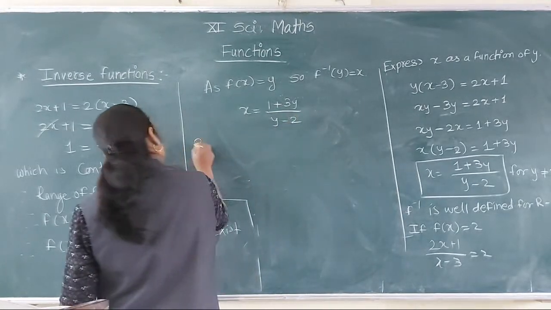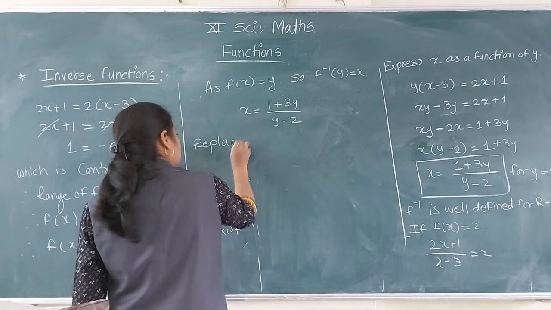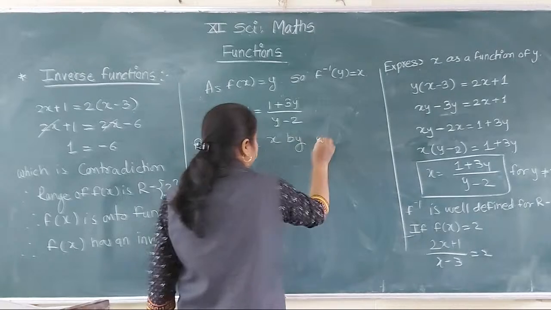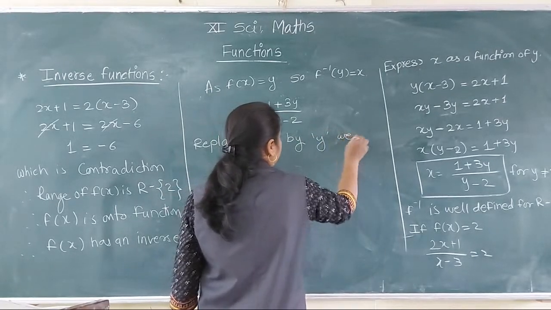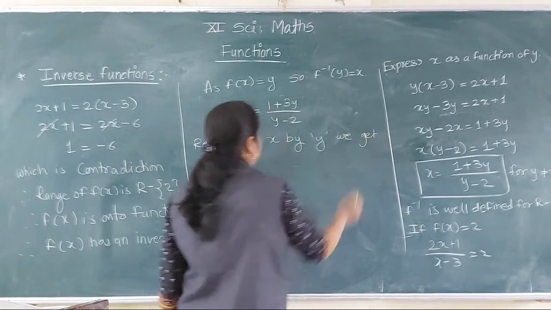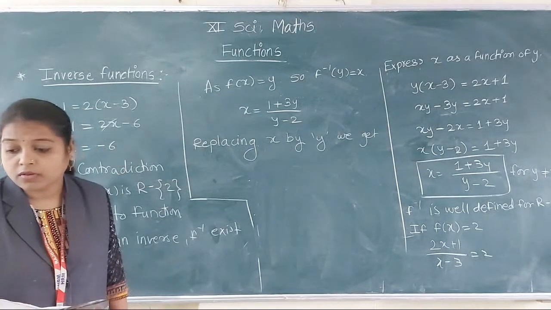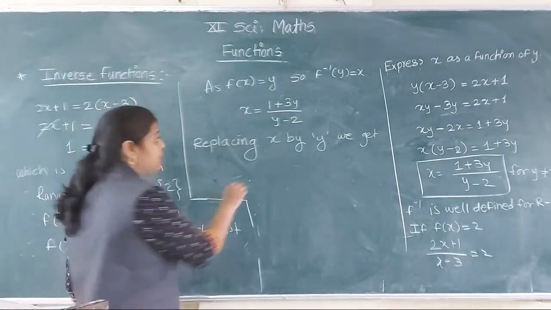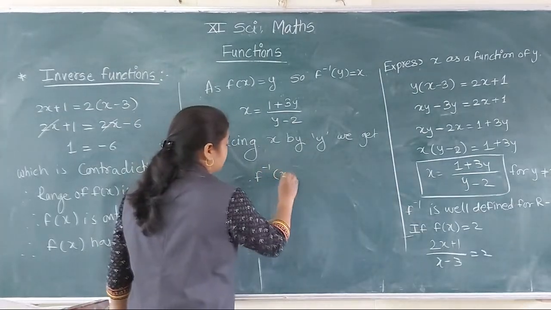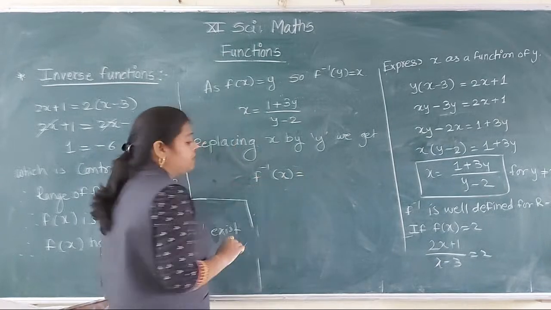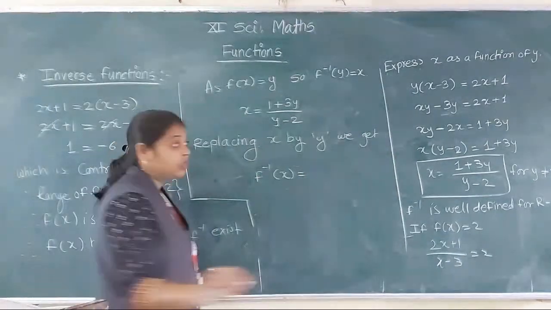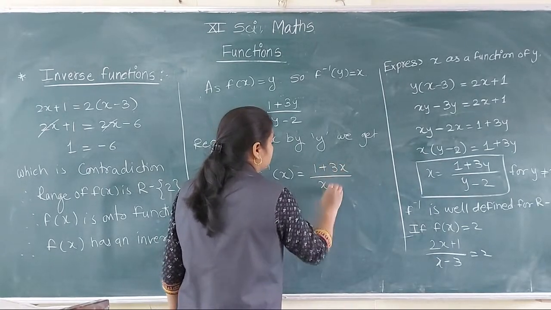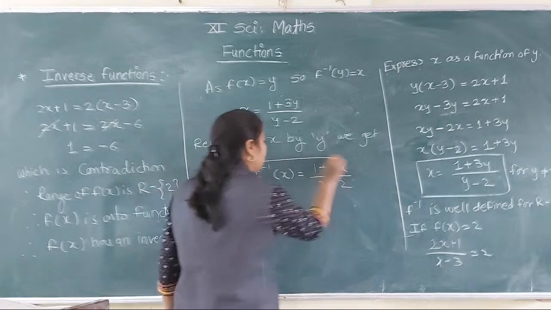So replacing x by y, we get f inverse of x is equal to 1 plus 3x upon x minus 2. So this is our inverse function.